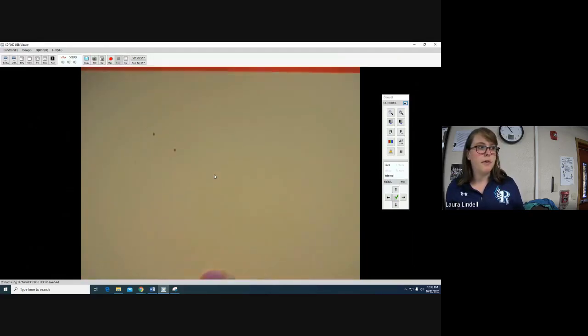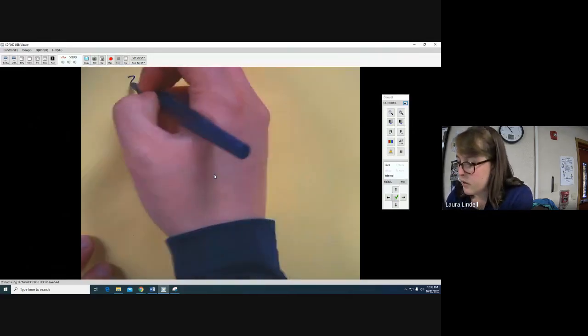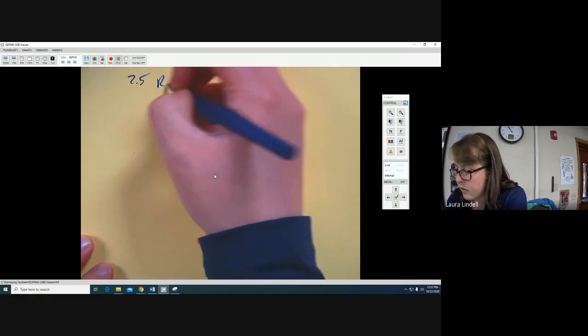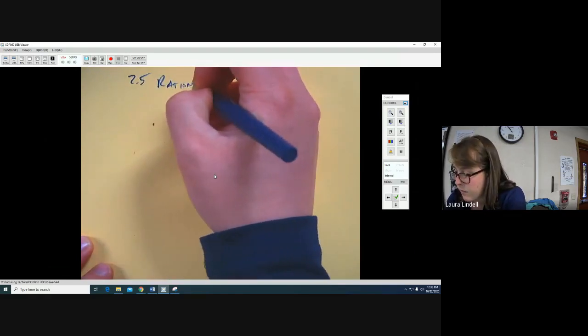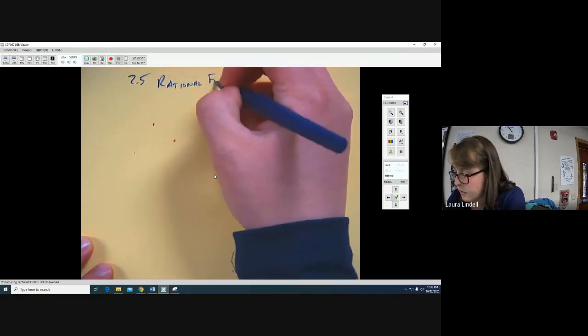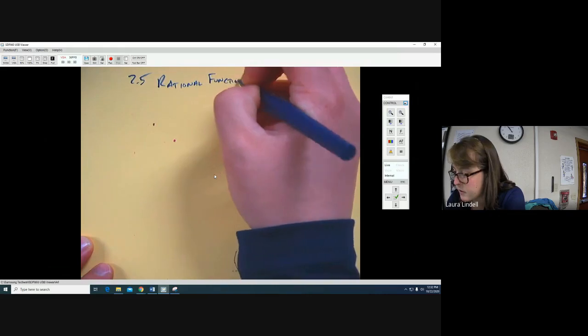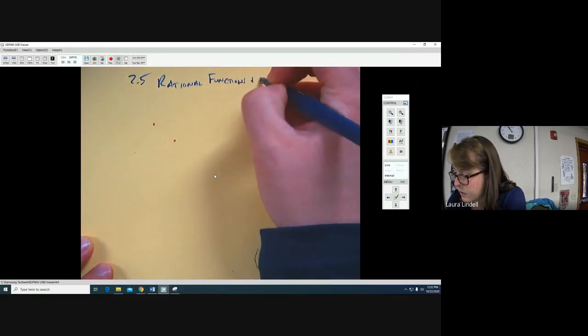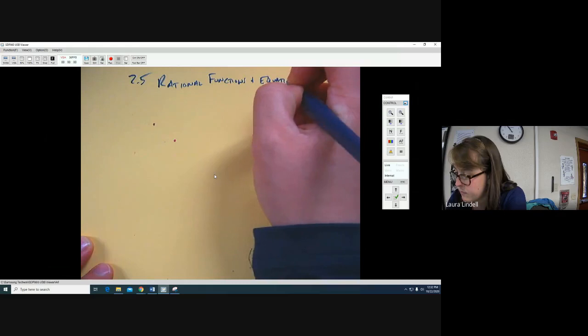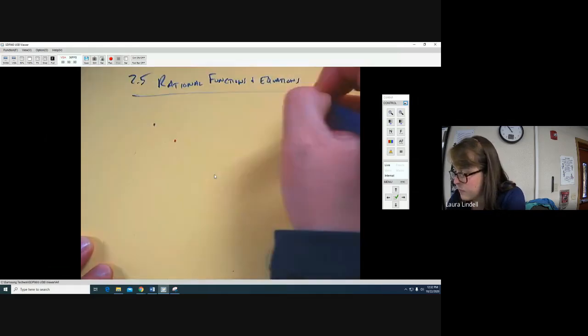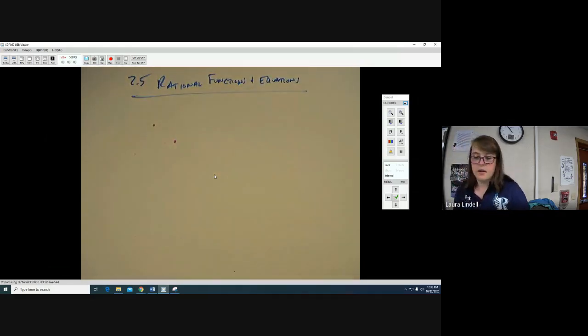Where's the top? There it is. 2.5 rational functions and equations. And this pen is dying.